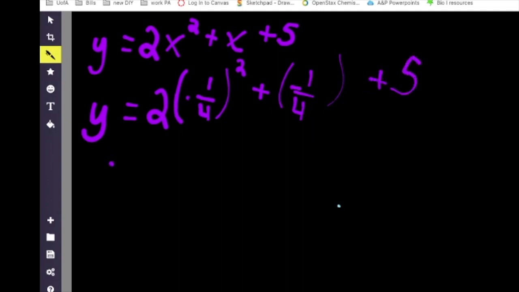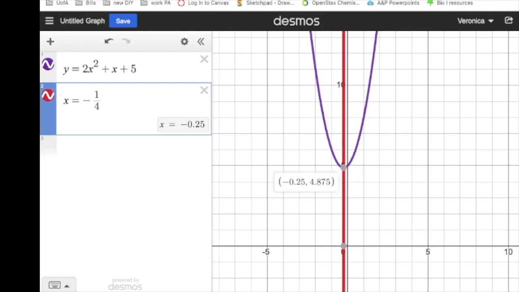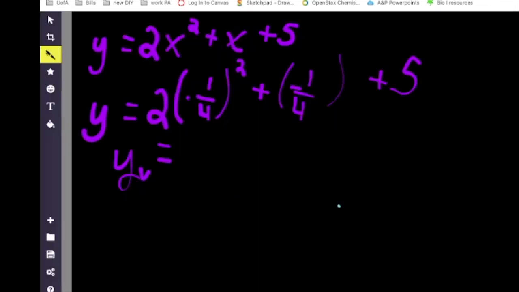And that will give you the y coordinate of our vertex, which if we go back to our Desmos, we already know that that y coordinate is 4.875. So go ahead and solve for that. You would get 4.875.